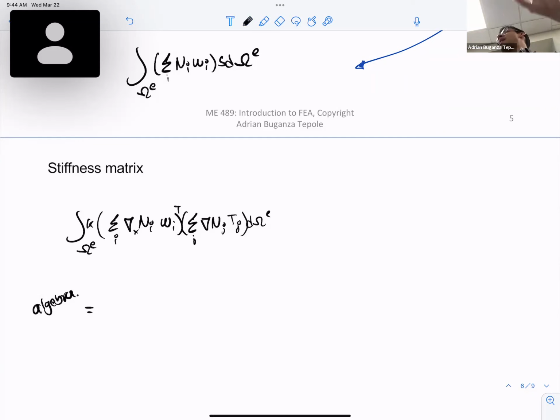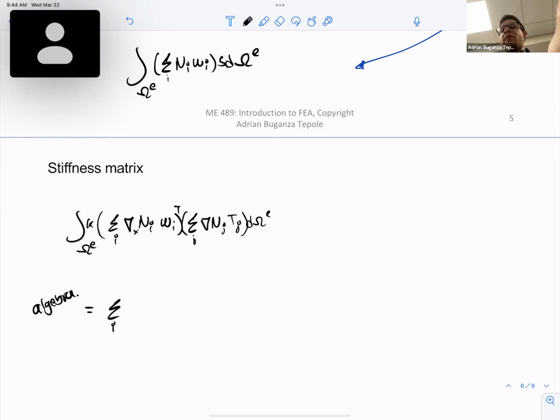So I can take the sums out. And then in terms of taking out of the integral the nodal values, this Wi and this Tj, they are just numbers. They are not functions. The only things that are functions are the shape functions. The others are, as the name suggests, nodal values. So I can just take them out.